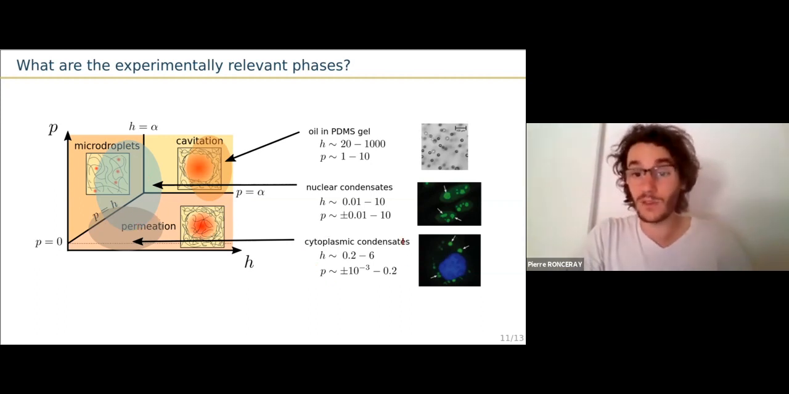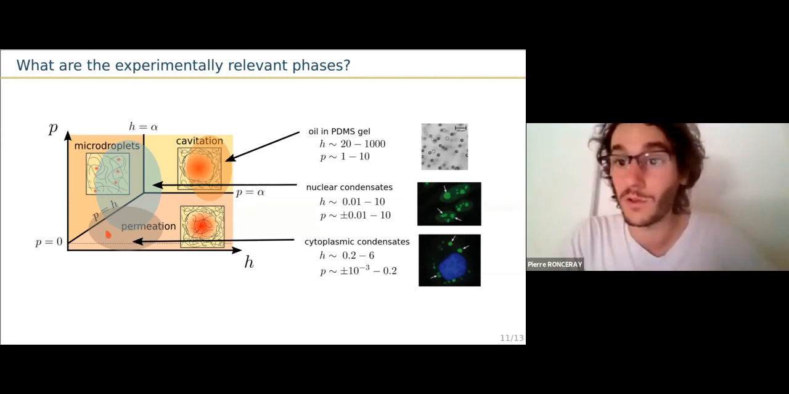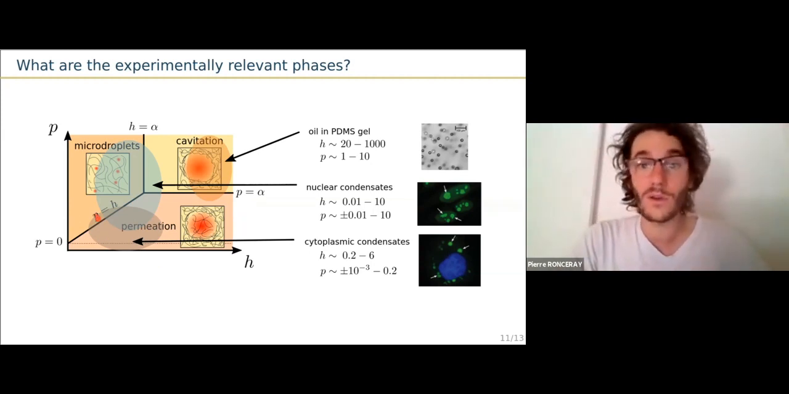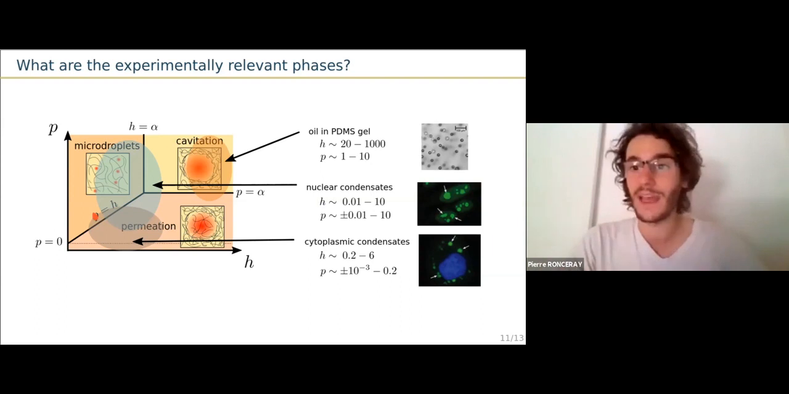In the cytoplasmic condensates, I make the strong prediction that actually it's not possible to cavitate. You're either going to permeate, so to have the network going through the droplet, or remain confined at the mesh size level.